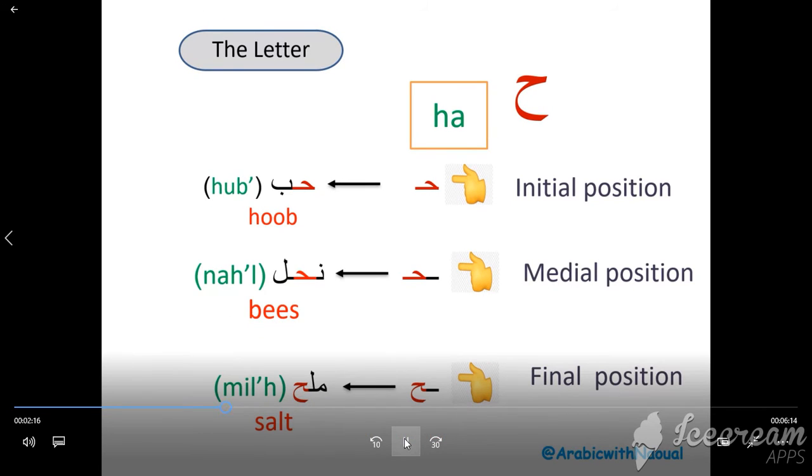The letter Ha is like the letter Jim. In the initial position it is written like in the word حب, in the medial position like in the word نحل, in the final position like in the word ملح.